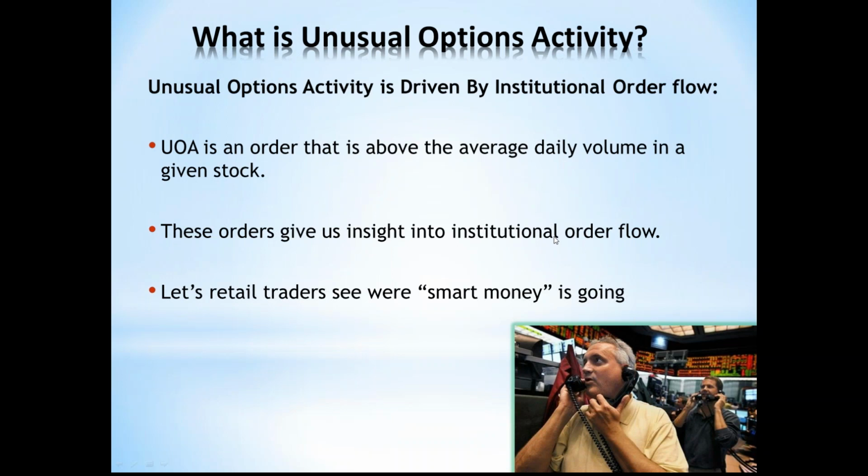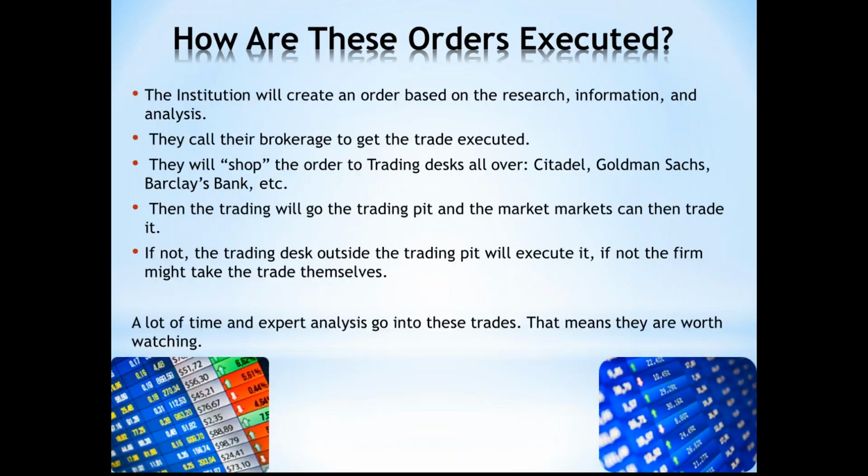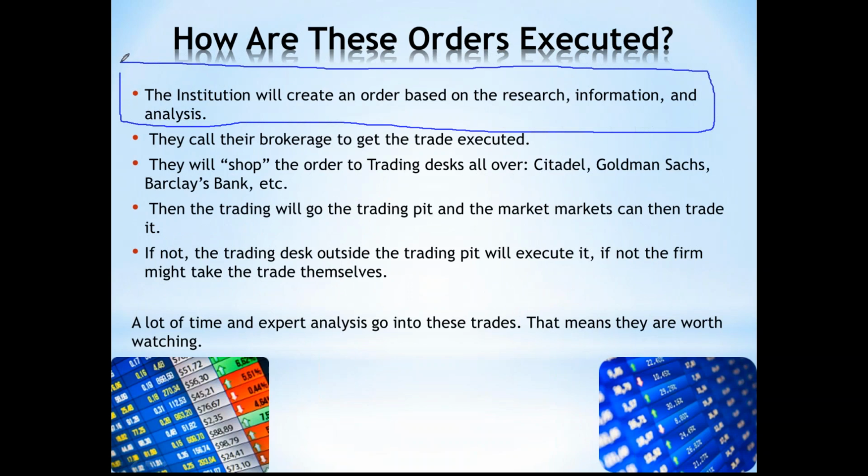I'm trying to find orders that are unusually large for a given stock, and that gives me insight into institutional order flow. But to understand why I care about this order flow, why this order flow is important to me, we have to talk about the order process a little bit. So we've already established that institutions, at the very least, have better analysis methods for their information, right? They have a lot of people working on this stuff. They can do more work than I can. I'm only going to be one person. I'm always going to be limited at the very least by that fact, all right?